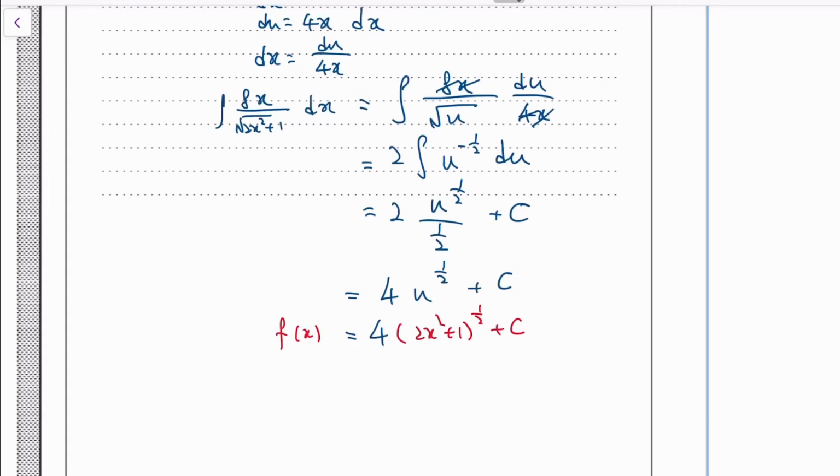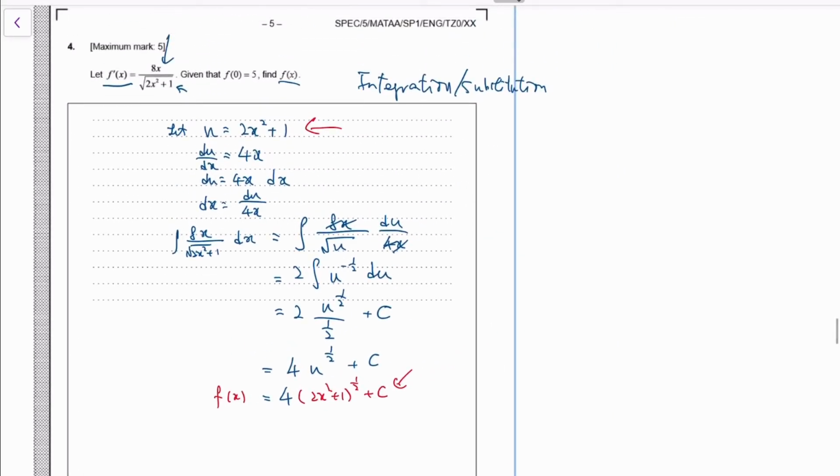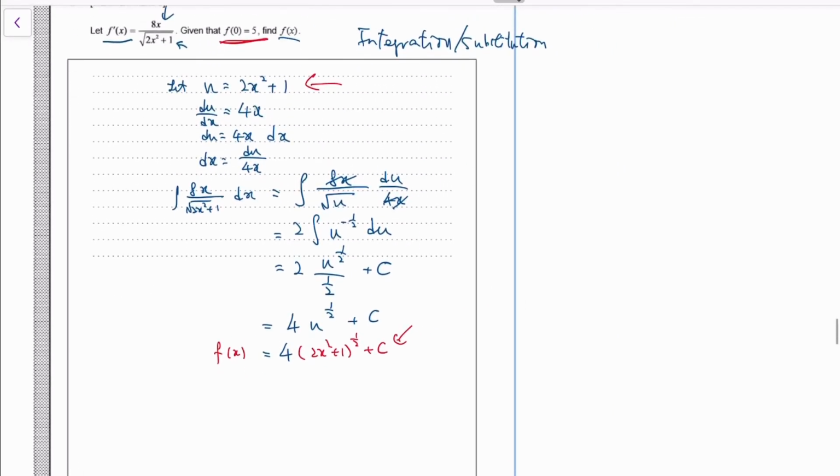Now for this type of question, you need to find c. Most likely when you do indefinite integral, you don't need to find c, but for this one you do. You do it with this information. f(0) is 5, so when x is 0, the functional value is 5. So 0 squared is 0, 0 times 2 is 0, 0 plus 1 is 1, 1 to any power is still 1, 1 times 4 is 4. c is 1.